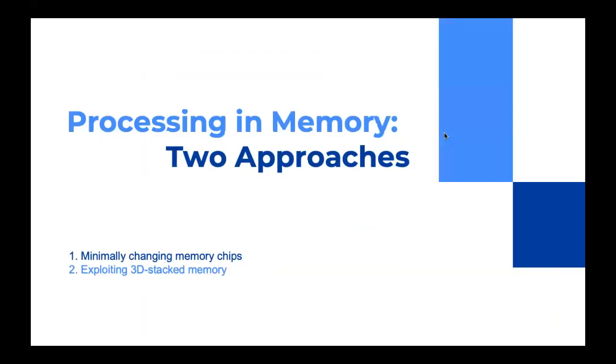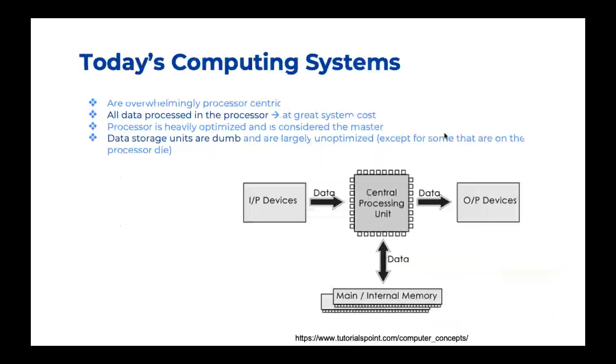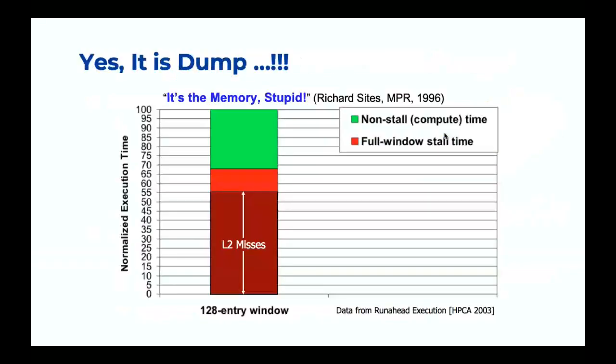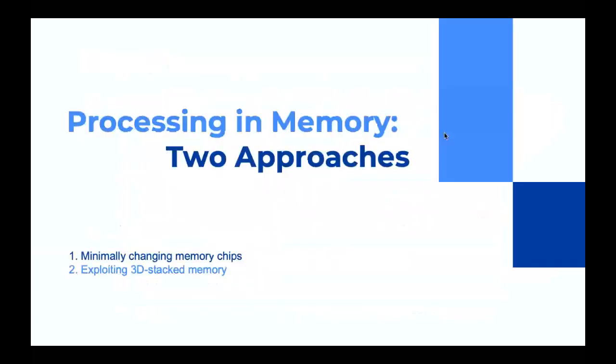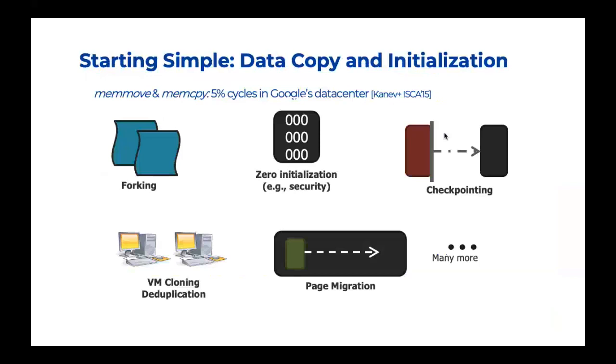the system we want. Processing inside memory has to take an approach of minimally changing memory chips. We can make a minimal change in memory chips, or we can exploit 3D stacked memory, as we showed earlier. We don't talk about it today because it needs a lot of time and is a bit complicated. We simply talk about how to minimally change the memory chips. We use an example, data copying, comparing the previous architecture, the architecture we use now, and the architecture we are talking about, which should be improved.